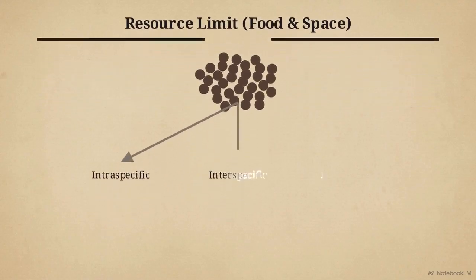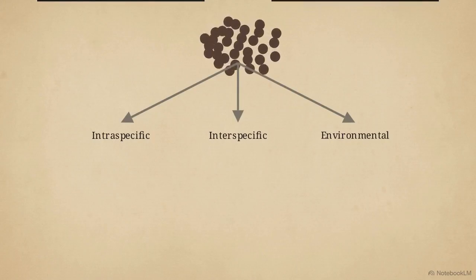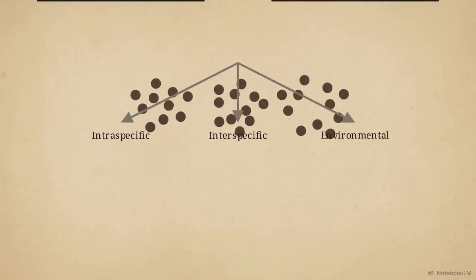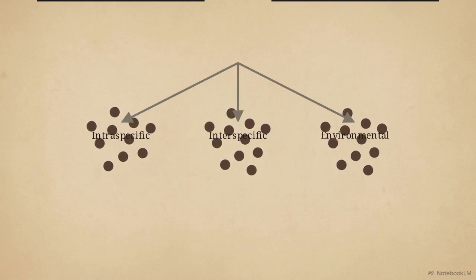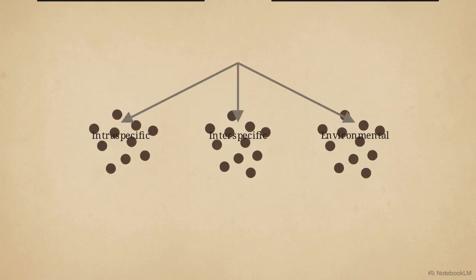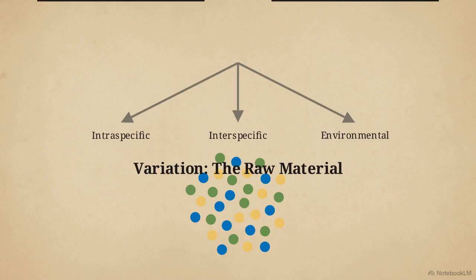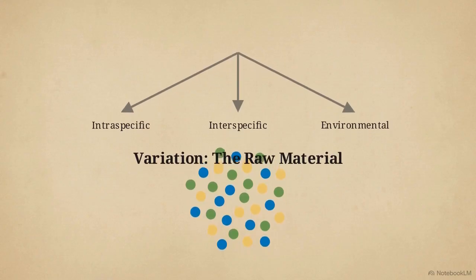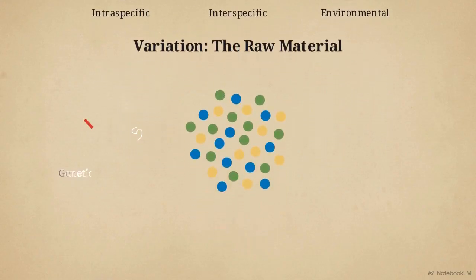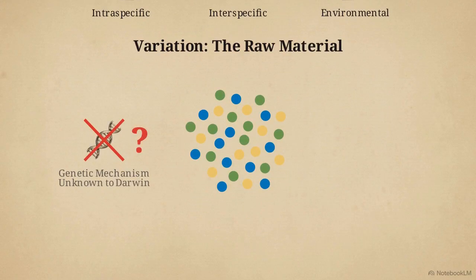Organisms must constantly compete within their own species, against other species, and against environmental conditions like drought or extreme cold. Amidst this struggle, Darwin observed his 3rd postulate, the origin of variation. No 2 individuals in a population are completely identical. While Darwin recognized these subtle differences as the raw material for evolution, he did not yet have the scientific tools to observe the genetic mutations driving them.